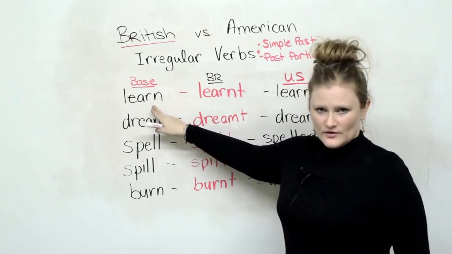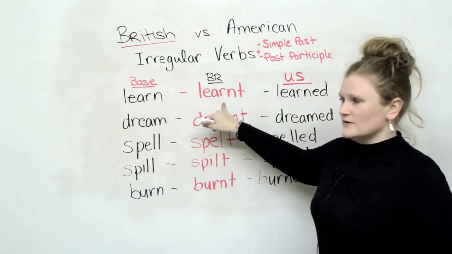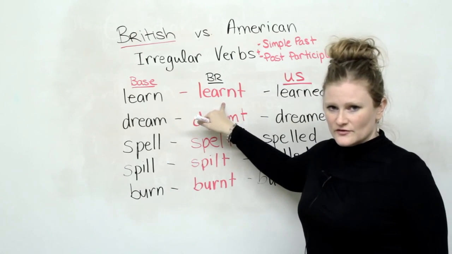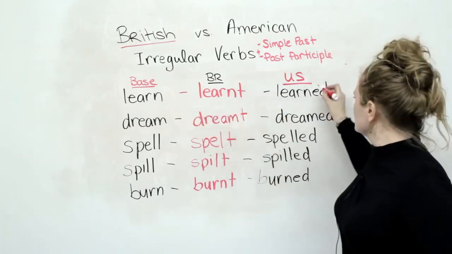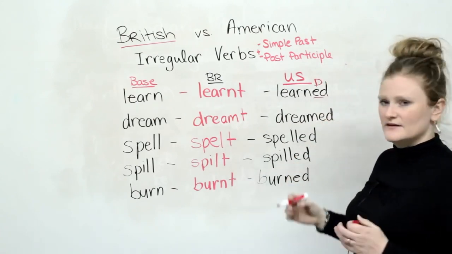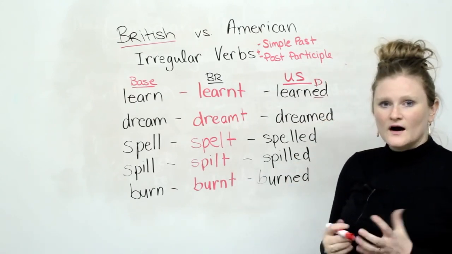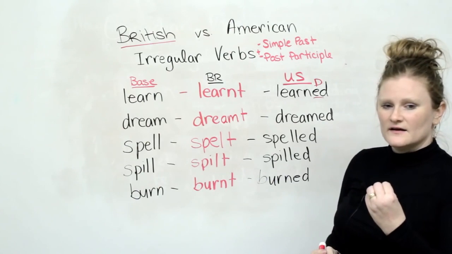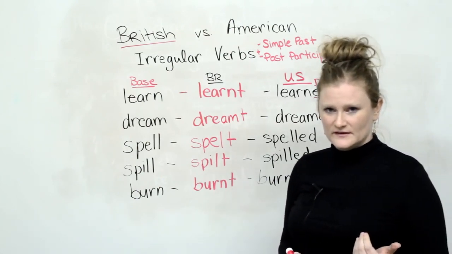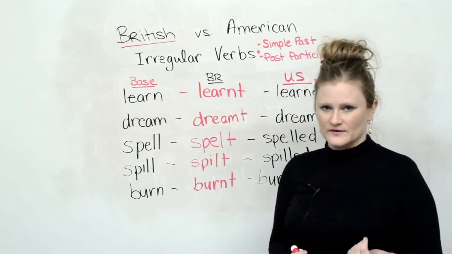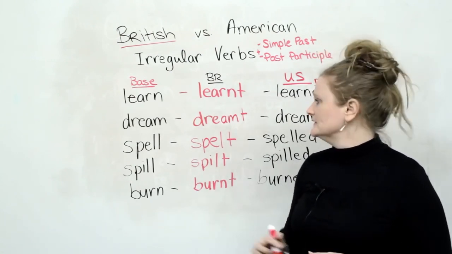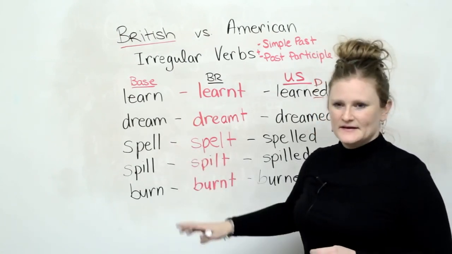The base verb is learn. British English, we say learnt. And American English is learned. This is going to end in a D sound. So I would say I learnt something new today, or I can say I learned something new. Both of them are acceptable in Canada.